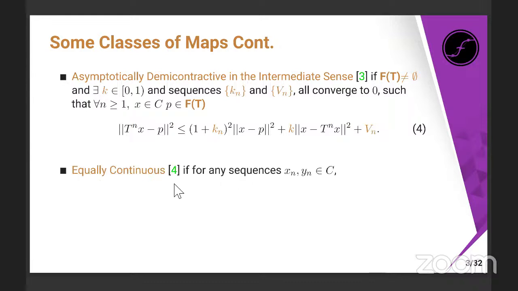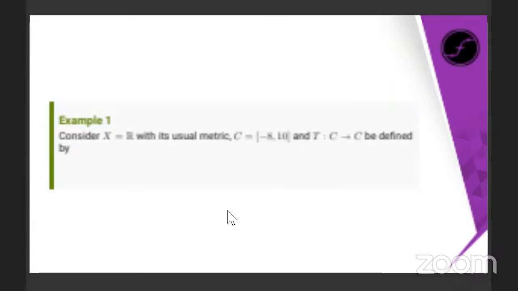Another property is called equicontinuity. When do we say that a nonlinear mapping is equicontinuous? We say that it is equicontinuous when, for every two sequences in its domain with terms moving close to each other as n approaches infinity, their corresponding images also move very close to each other as n approaches infinity.